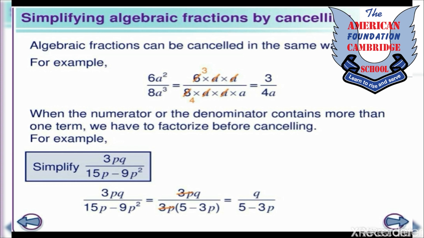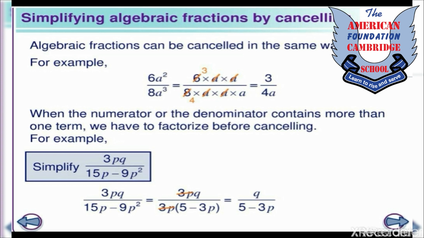Your answer will be 3 upon 4a. In this example, you can see that we have a single algebraic term in both the numerator and denominator. What would you do if you have more than one term, or you can say you have an algebraic expression? When the numerator or the denominator contains more than one term, we have to factorize before cancelling. Here you can see another example. Simplify 3pq upon 15p minus 9p square. As you can see, in the denominator we have an algebraic expression. You cannot carry out the cancellation process directly here. You are supposed to factorize the denominator first.